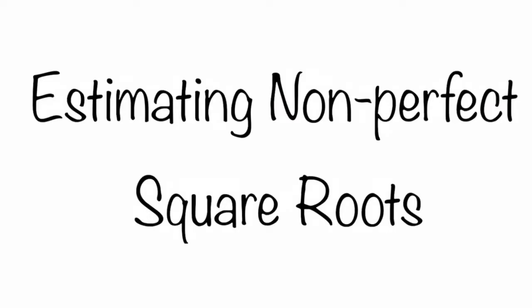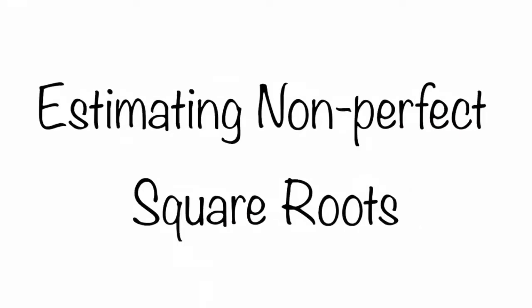So when we talk about non-perfect square roots, we don't talk about solving non-perfect square roots. We simply talk about estimating non-perfect square roots. So any square root that you do not get by multiplying a number by itself. So we know that there is no number that we can multiply by itself to get 8. So the square root of 8 is considered a non-perfect square root.